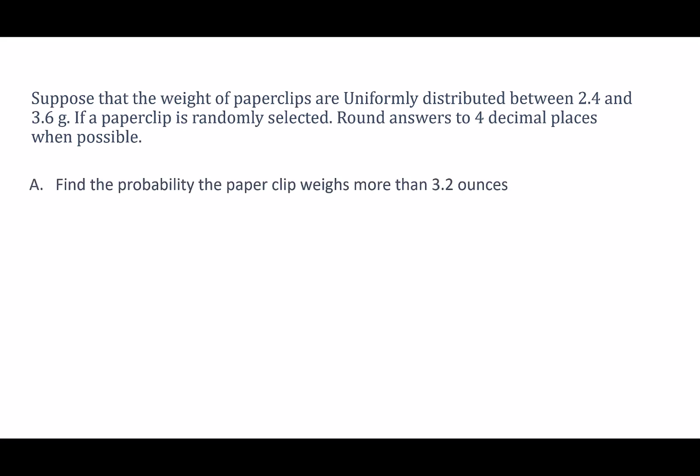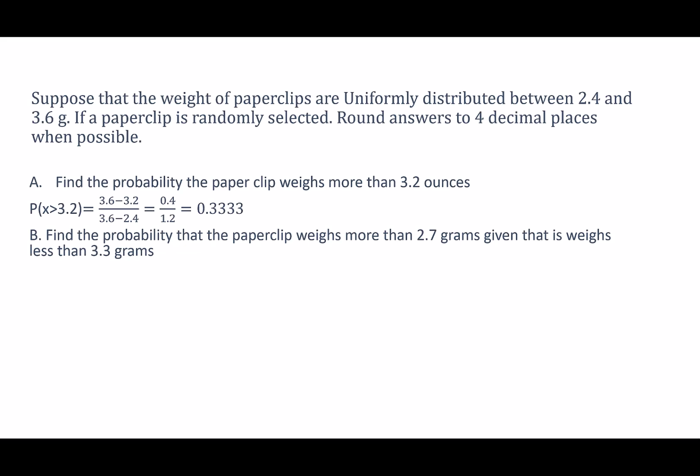Our first question says find the probability the paper clip weighs more than 3.2 ounces. That means we're looking for the probability that x is greater than 3.2. Because we have a uniform distribution, we will look from 3.2 up to 3.6 and then divide by the width of our whole interval, which is 3.6 minus 2.4. In the numerator, we have 0.4, and the denominator, we have 1.2, which gives us 0.3333.